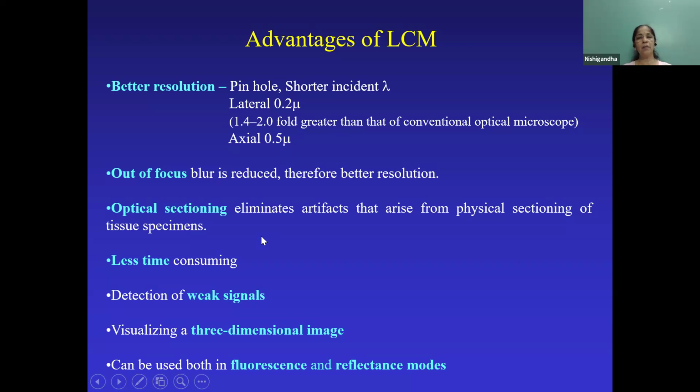Then optical sectioning eliminates artifacts that arise from the physical sectioning of the tissue specimen. There is no loss of section in this case, which can happen in the case of physical sectioning. It is also less time consuming because we don't do physical sectioning, but we do optical sectioning. So there is no separate sample preparation that is required for this.